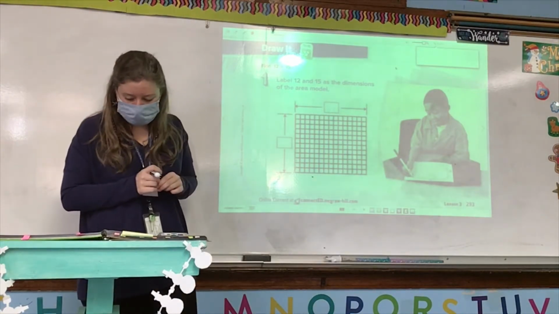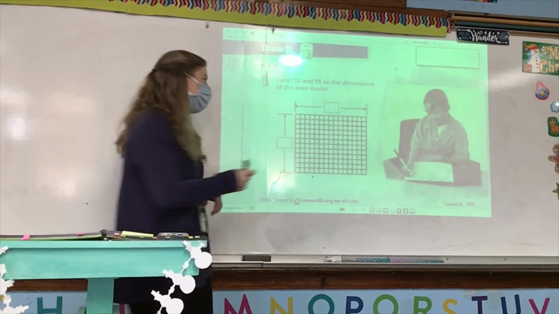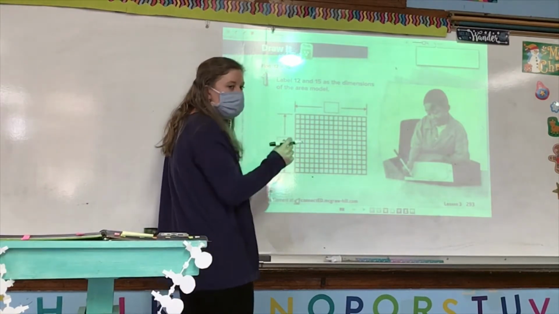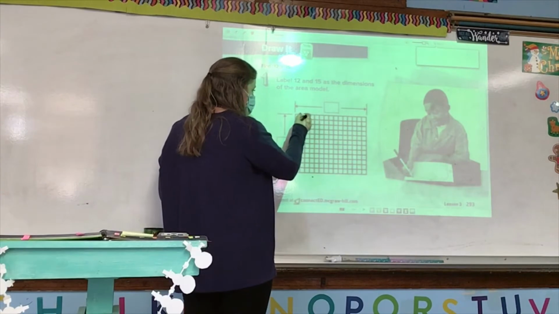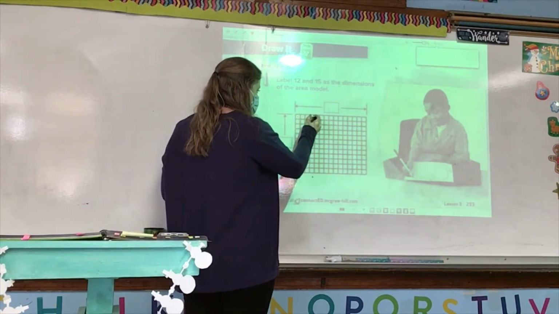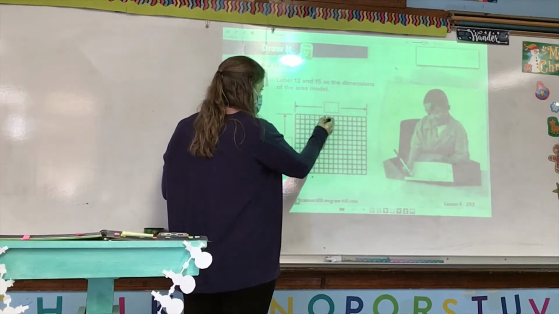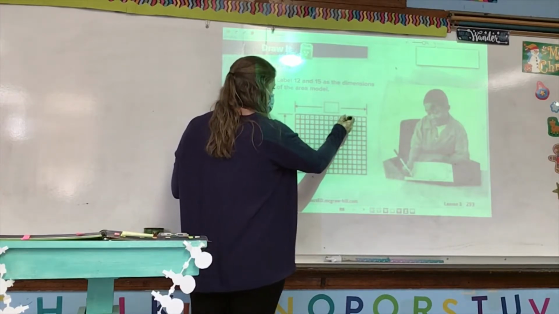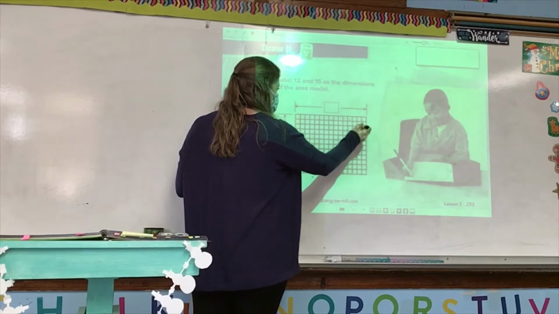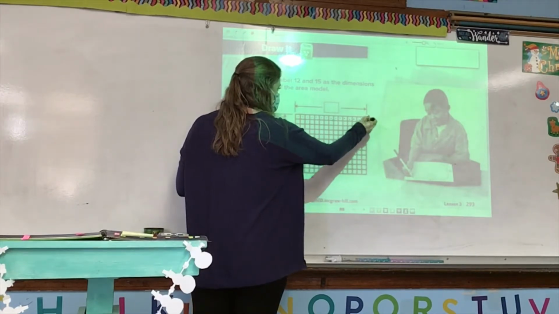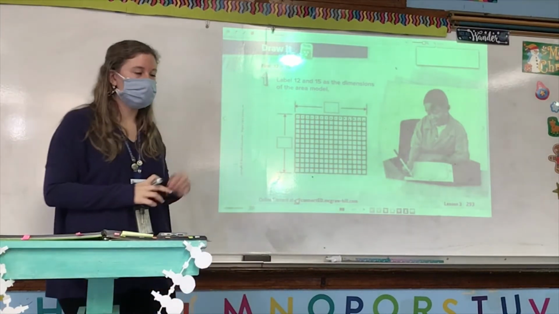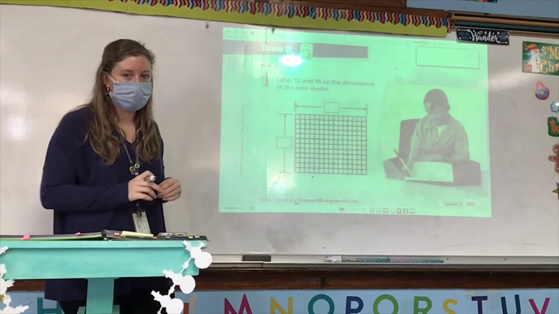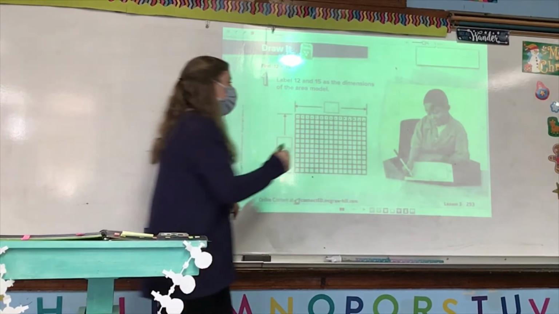Not 12. Let's count them, everybody together, but point to yours. Just stay with me. 1, 2, 3, 4, 5, 6, 7, 8, 9, 10, 11, 12, 13, 14, 15. So Zari, how many columns are there? 15 columns. 15.